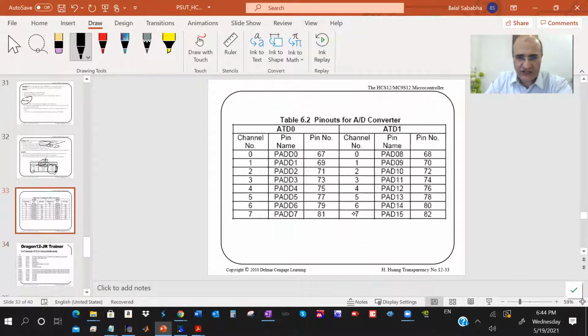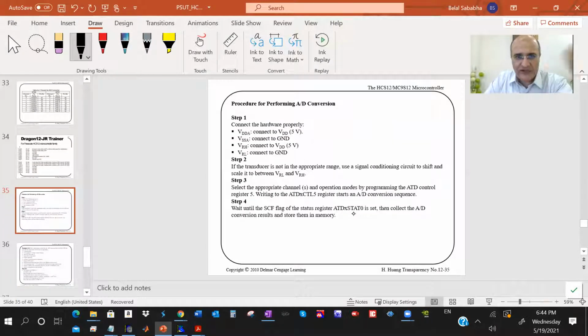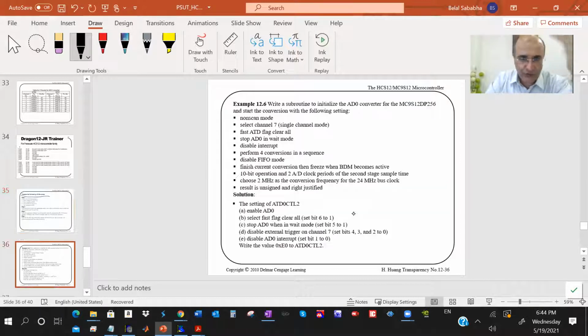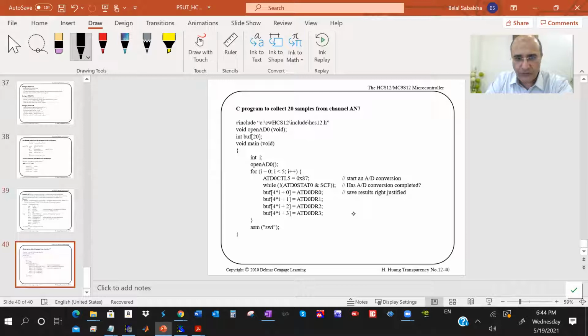Any more examples on what is FIFO, non-FIFO. And this is the procedure to program the A to D converter. We already did this right now, practically. Some code, we already did it. We're done with A to D, okay?